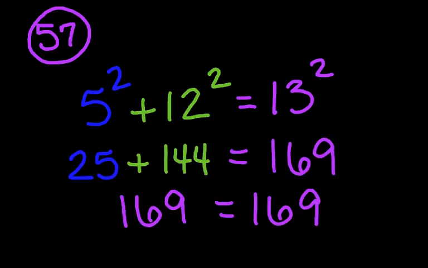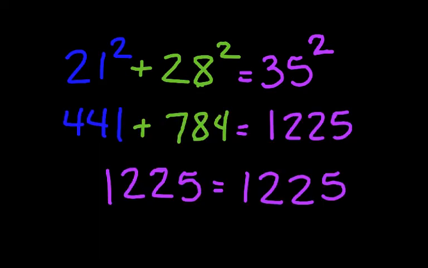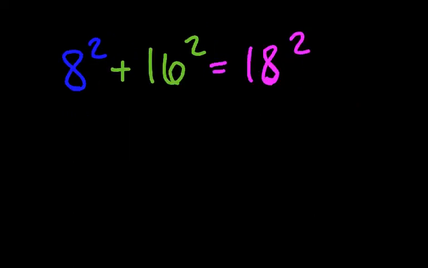So since 169 does equal 169, this one is a right triangle. B is 21 squared plus 28 squared has to equal 35 squared. Because 1,225 does equal 1,225, they are right triangles. Okay, so obviously 100 plus the 144 gives you 244. So this one is also a right triangle.